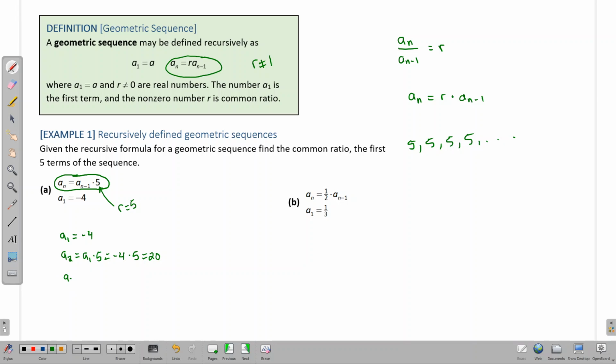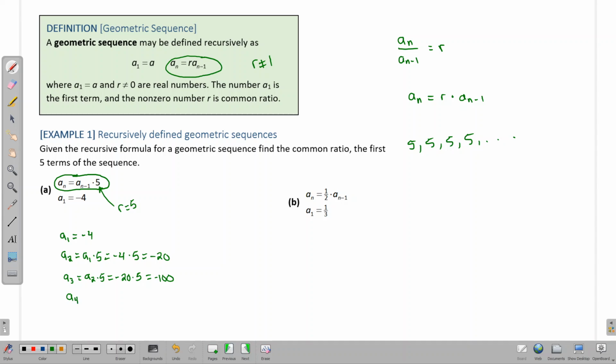And we just keep this pattern going. To get the third term, we take the previous term, which was a2, and multiply it by 5. Oh, I lost my minus sign there too. This should have been negative 20 since it was negative 4 times 5. So here we're going to have negative 20 times 5, which just comes out to negative 100.